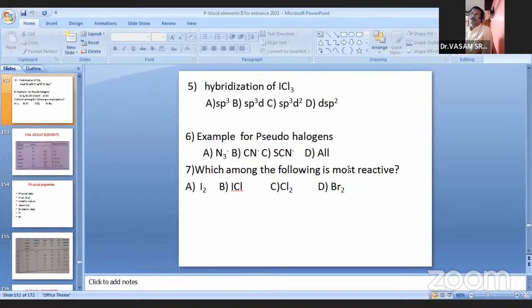So the f block is again classified into 2 series, the 4f series and the 5f series. The 4f series we call lanthanides and the 5f series we call actinides. So the lanthanides and actinides should be prepared separately.